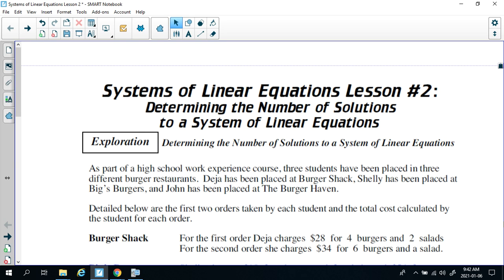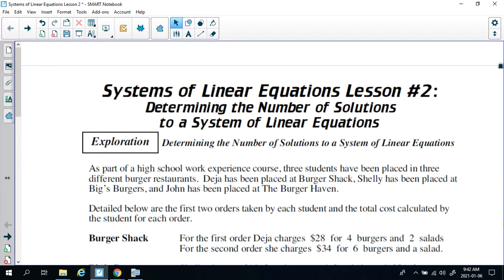Hello again, Math 10Cs. In today's lesson, we are going to continue to look at dealing with systems of linear equations. But maybe just as a quick little review note before we move on into this lesson, in terms of what it means to actually have a system.